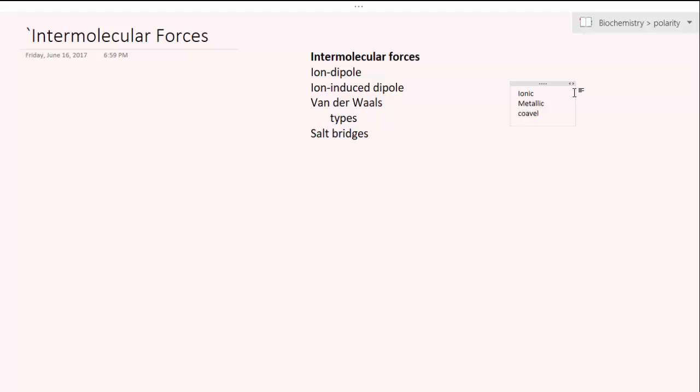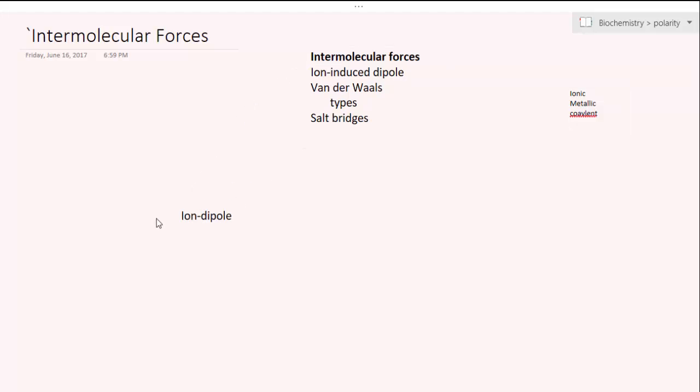Okay, they are weaker than their counterparts, which are intramolecular forces, which are ionic, metallic, and covalent. These are intramolecular forces. We are not gonna discuss them. We're here concerned with intermolecular forces. Okay, let's start with ion-dipole interaction or ion-dipole force.